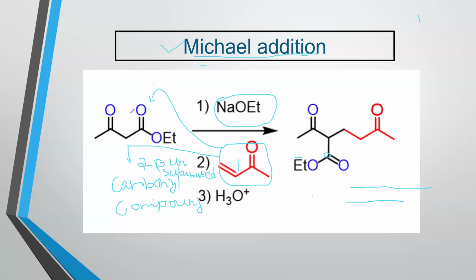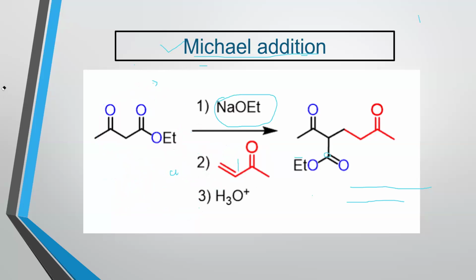And what happens? In case of Michael addition, this alpha beta unsaturated carbonyl compound will react with, what is the name of this compound, where the two oxygens and an ester group, OEt, are there? What is the name of this group or this compound? Name of this compound? Anyone?